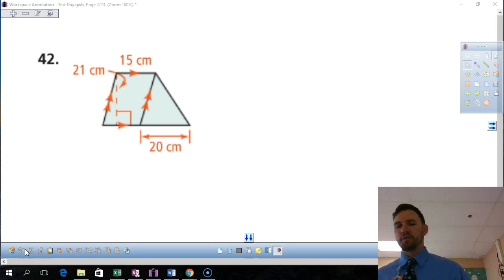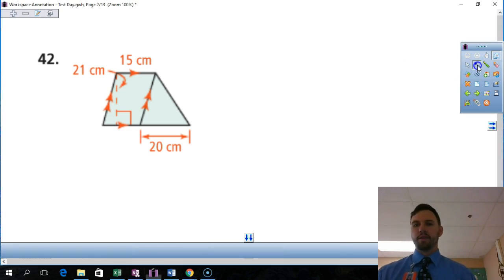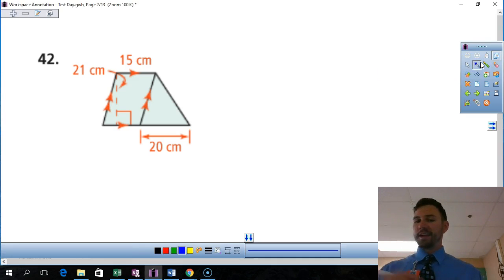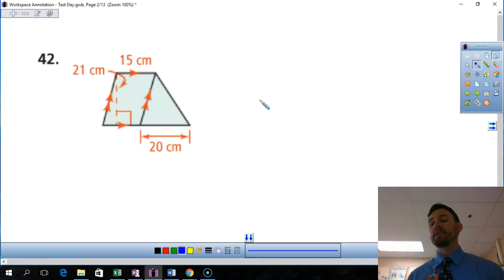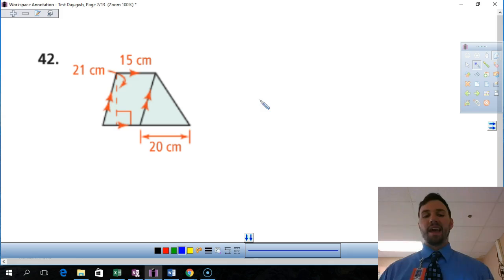This is from page 621, number 42. You can see I am in the classroom right now. If you look at that, you could either treat it like a trapezoid, or you can treat it like a parallelogram and triangle. I'm going to do the latter, because you need to know both formulas anyway.